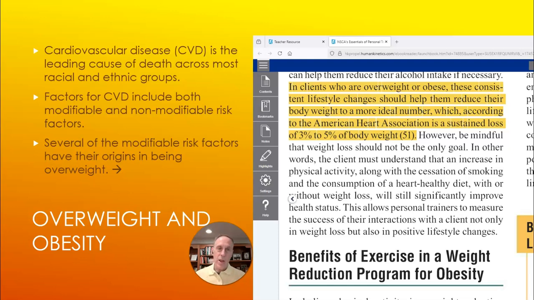So some of the modifiable ones are over here to the right when they talk about being overweight. I mean, people who perhaps have too high caloric intake, who have too sedentary of a lifestyle, perhaps they drink too much. These are different things where they are controllable. They're behavioral in a certain way. And so what they note here is in clients who are overweight or obese, these consistent lifestyle changes should help them reduce their body weight to a more ideal number, which, according to the American Heart Association, is a sustained loss of 3% to 5% of body weight, which is true to a point, right?